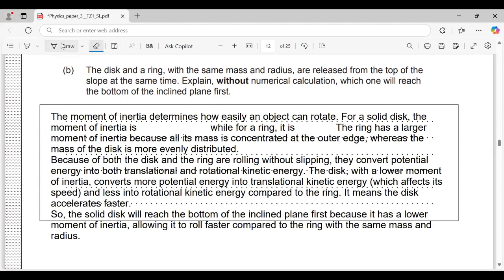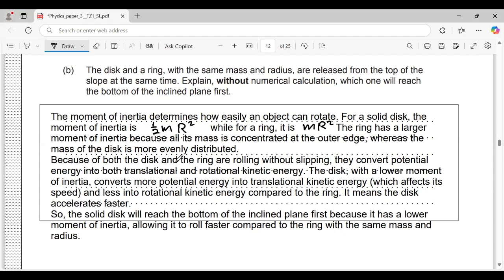One, the moment of inertia determines how easily an object can rotate. For a solid disk, the moment of inertia is equal to half m r squared, while for a ring, the moment of inertia is m r squared. The ring has a larger moment of inertia because all its mass is concentrated at the outer edge, whereas the mass of the disk is more evenly distributed. So if you compare this formula, the ring has a larger moment of inertia, right?